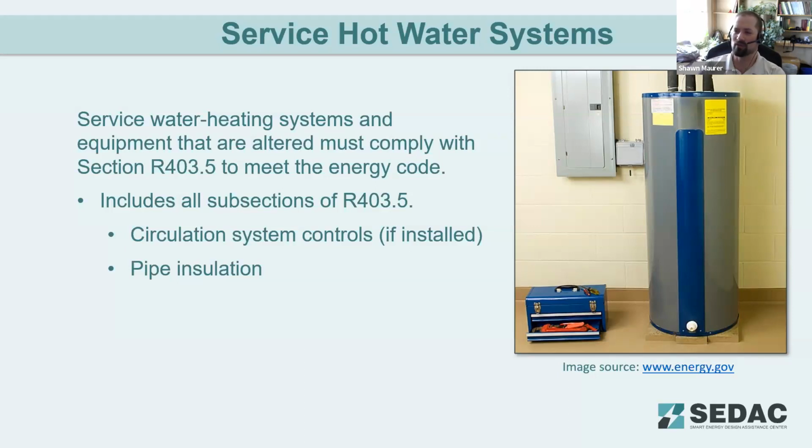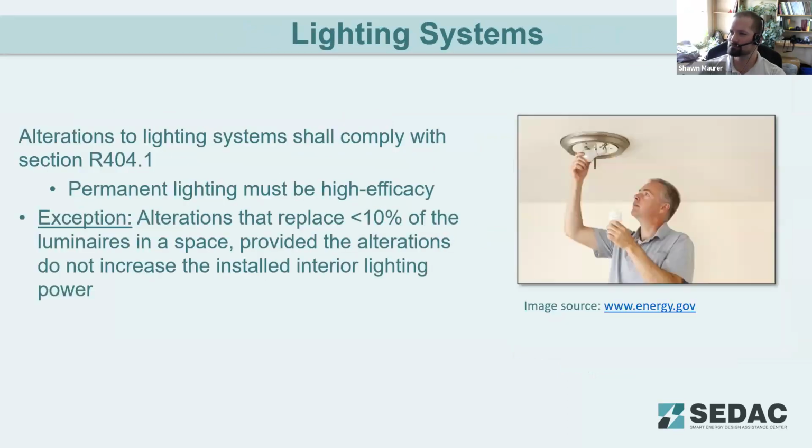Residential doesn't have that requirement. So if you have circulation system controls installed, they must comply with the circulation system controls requirements. If you don't install a circulation system, you don't have to worry about it. And then all the hot water piping must be insulated as required by the code.